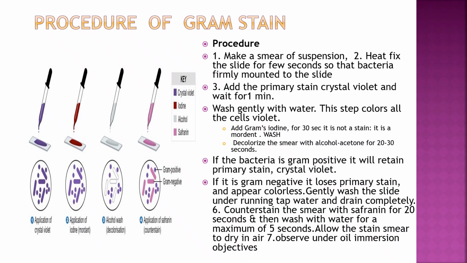So we already saw the procedure. First you have to pour crystal violet, wait for 1 minute, then wash, then pour gram iodine, then wait for 1 minute, then wash under tap water, then decolorize for a few seconds with acetone alcohol, and then apply safranin for 1 minute, and then wash, and then dry, put oil, and then see under the microscope, oil immersion lens.